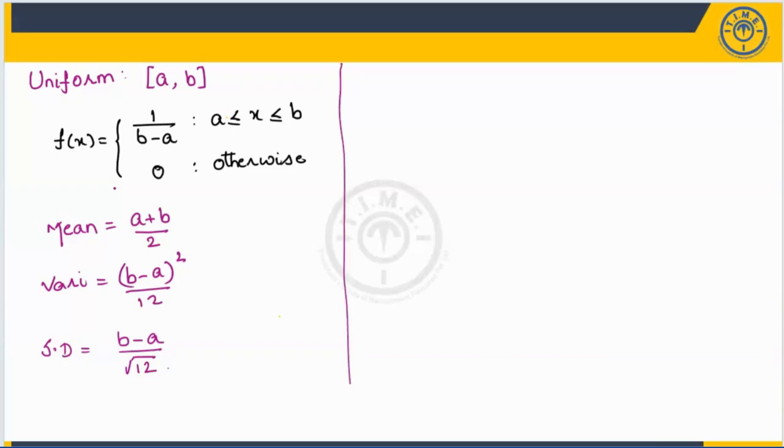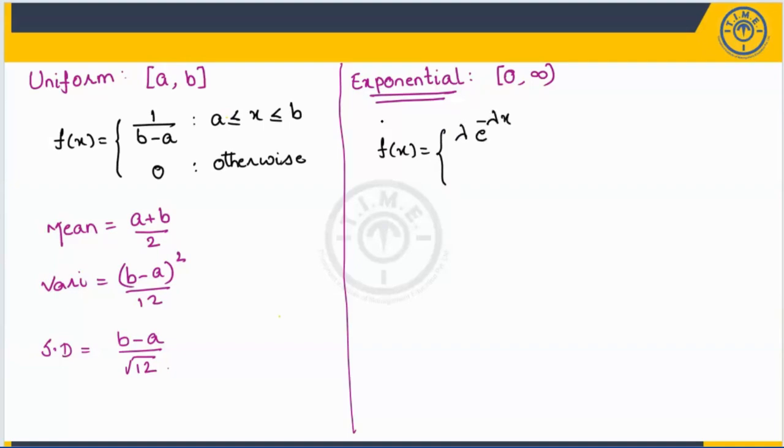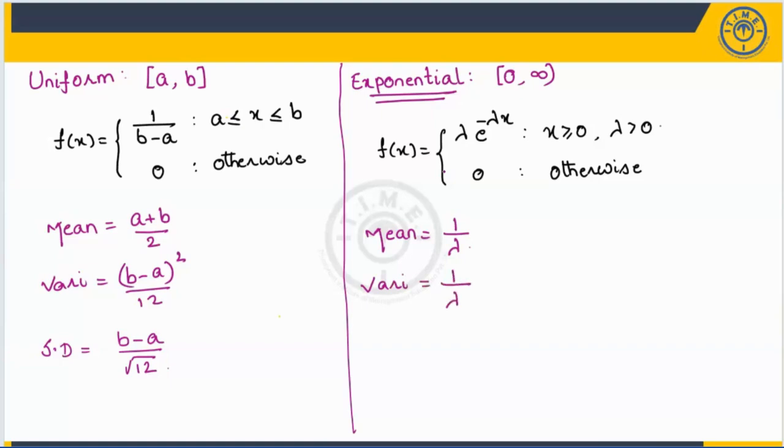And again, when it comes to the exponential distribution, it is defined from 0 to infinity. The density function of this exponential is given by f of x is equal to lambda into e to the power minus lambda x for x greater than or equal to 0, and lambda is strictly greater than 0, and 0 otherwise. For an exponential, the mean is given by 1 by lambda, and the variance is given by 1 by lambda square.